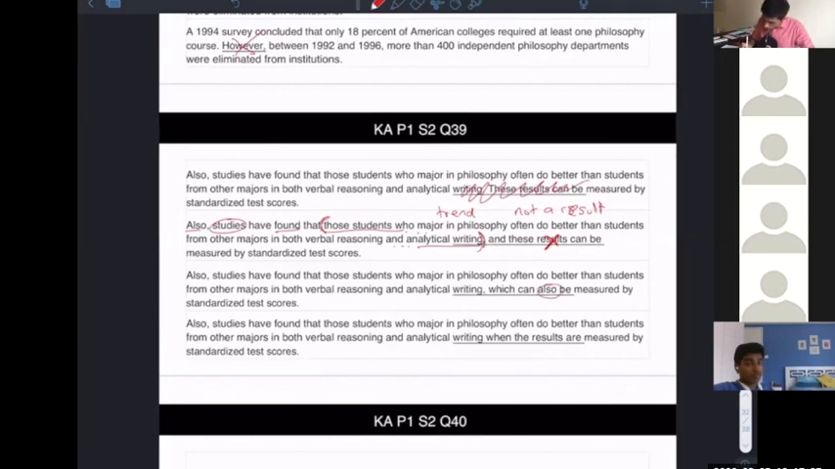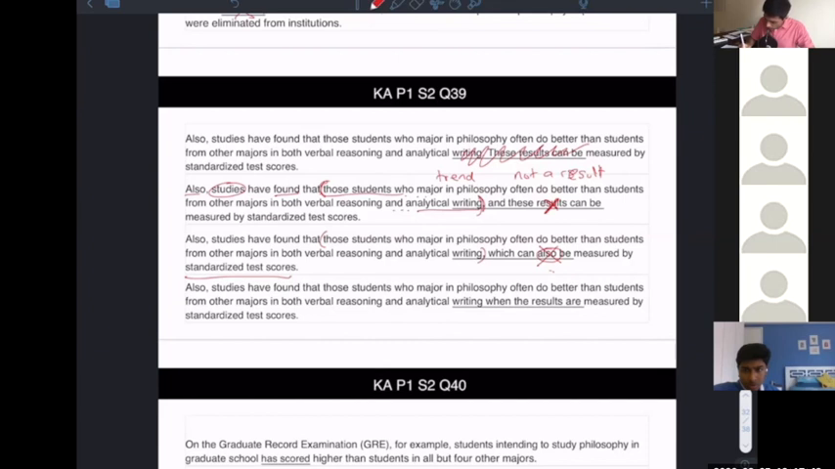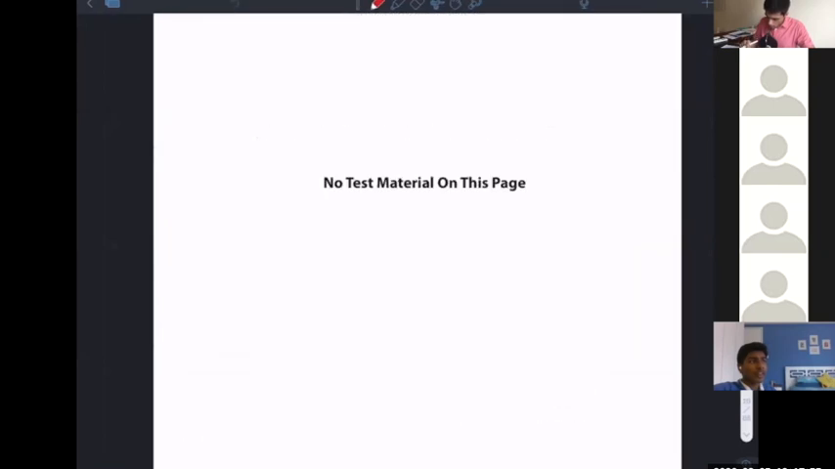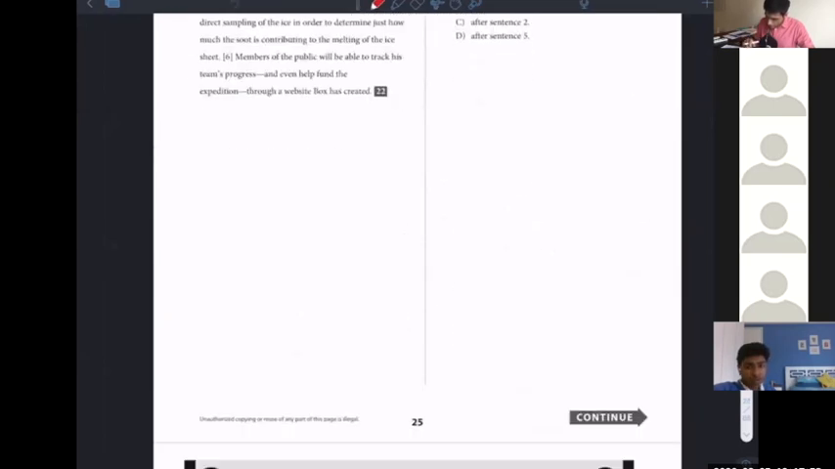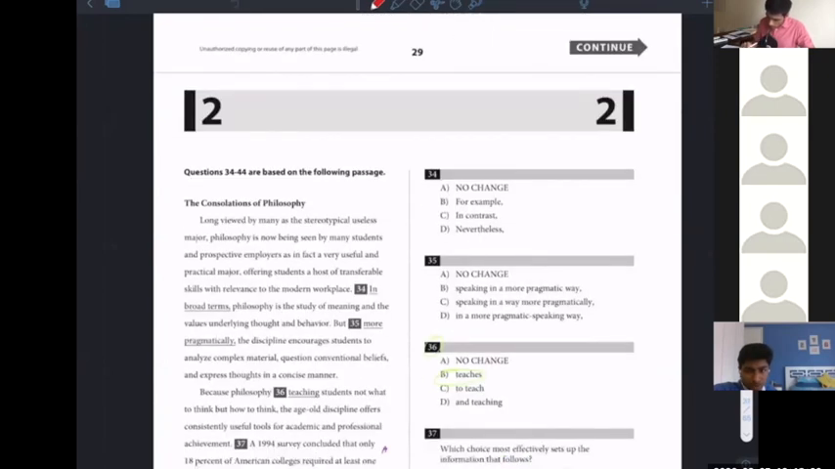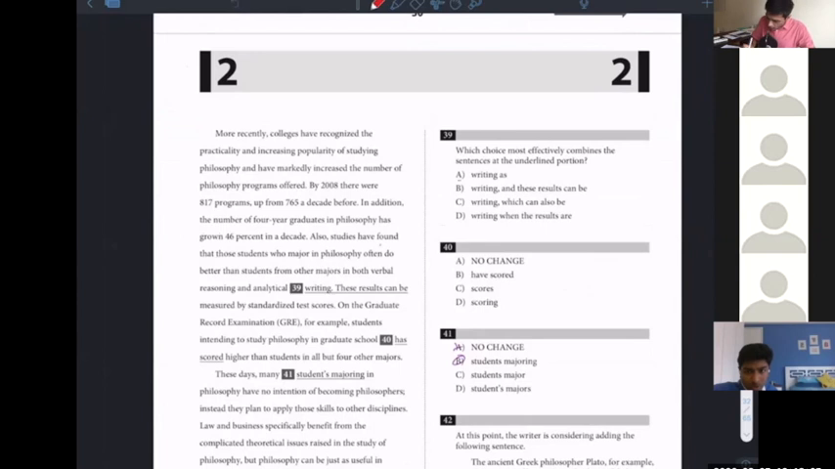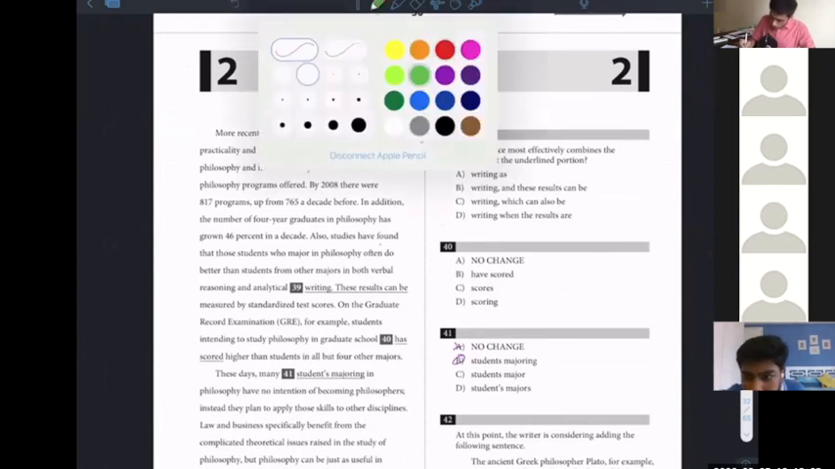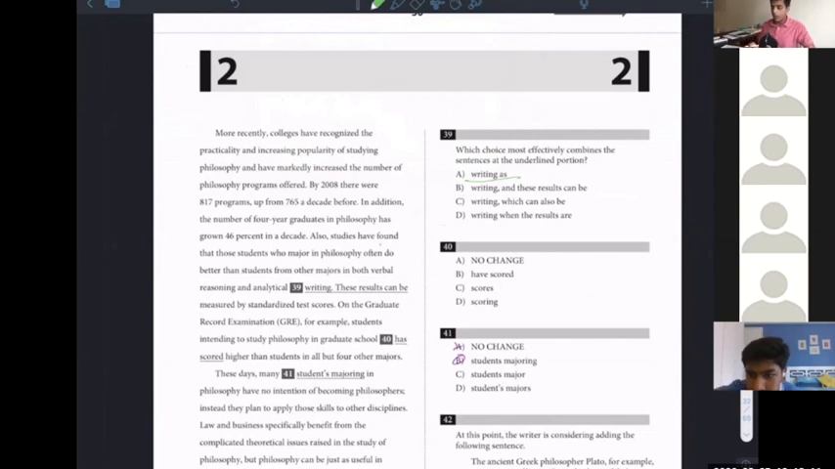Here, "also" is incorrect because the finding can only be measured through standardized test scores. You can't have an "also" if you don't have a precedent to "also." So it can only be through standardized test scores. And then in D, "results" is again the incorrect one. So the correct answer is A, which is "writing as." Okay, so that's the learning here.